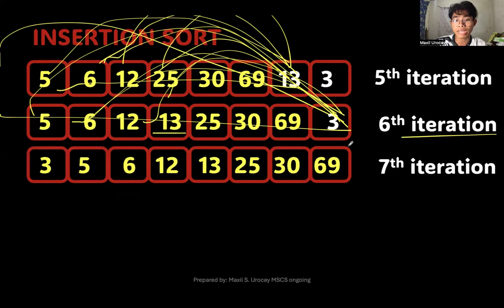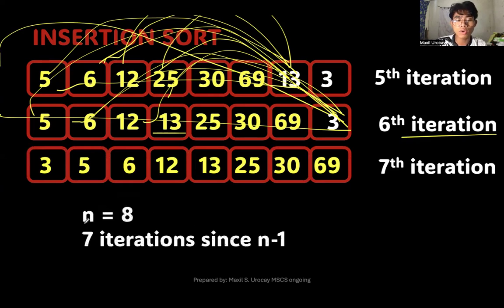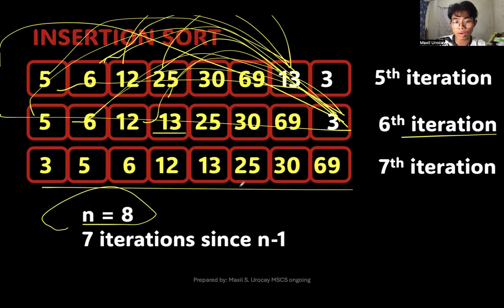And that's the end of our insertion sort. We have n equal to 8 array elements in our array, and the iterations are 7 because of n minus 1, since we start from the second element in our array. So that's how it works in our insertion sort. We are just inserting each element in its correct position.